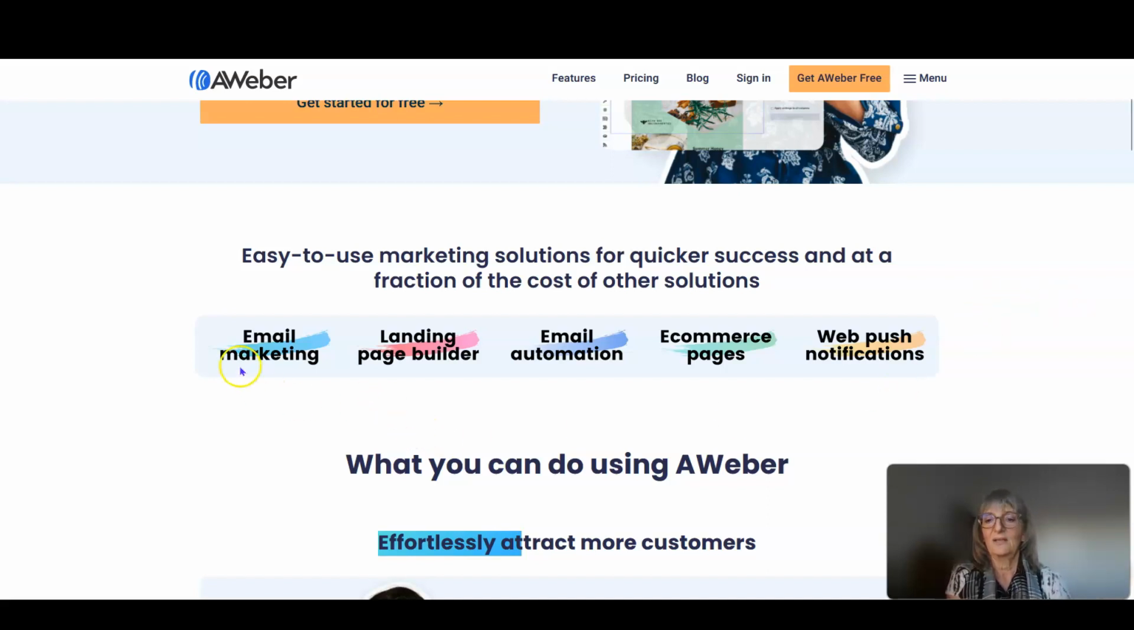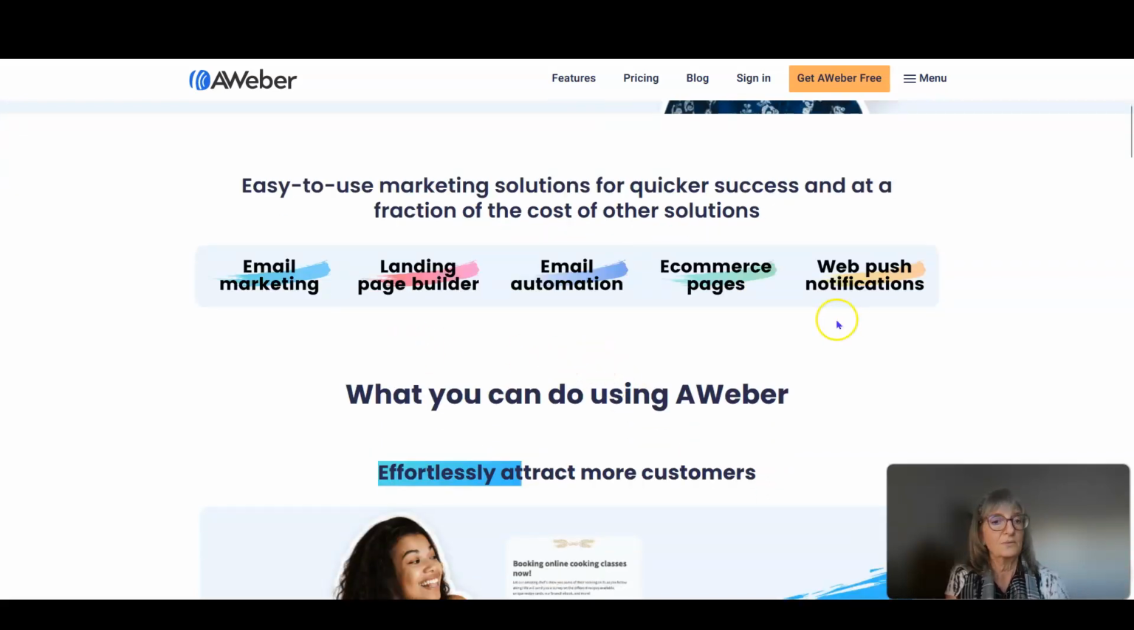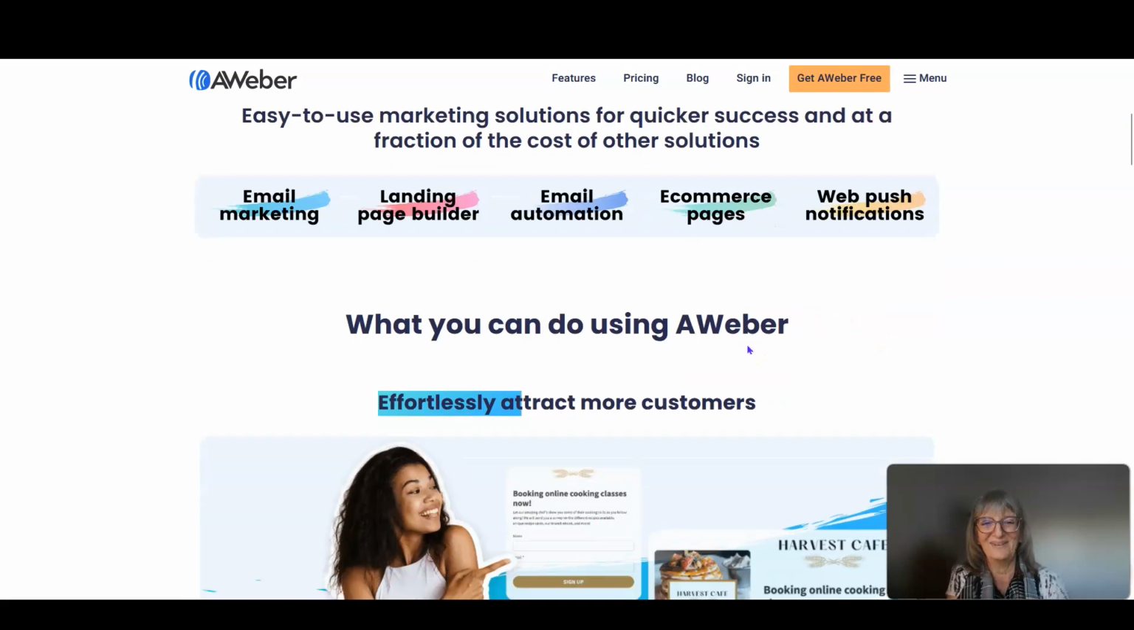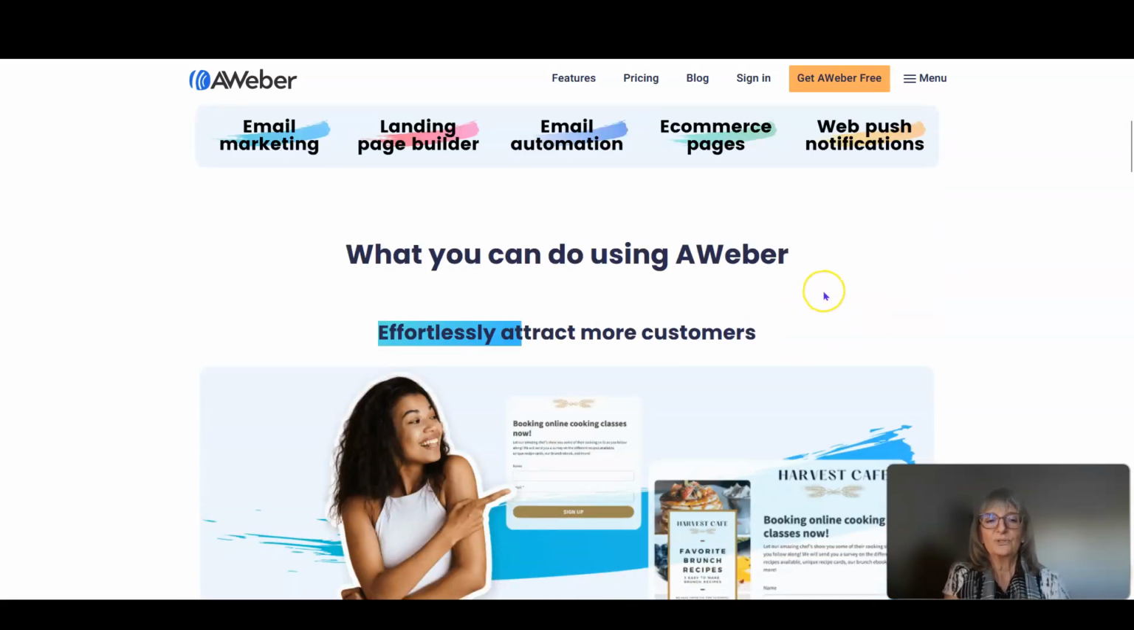Very nicely done. Then even they have email marketing, landing page finder, a builder, email automation, e-commerce pages, web push notifications. These are words that I would use if I was going to be using these things. They were things I would be using, not their internal speak for what that piece of their solution is. This is what their audience is going to be calling them. Again, yes, yes, yes. I love this color. The colors are bright and happy, right? Very nice.